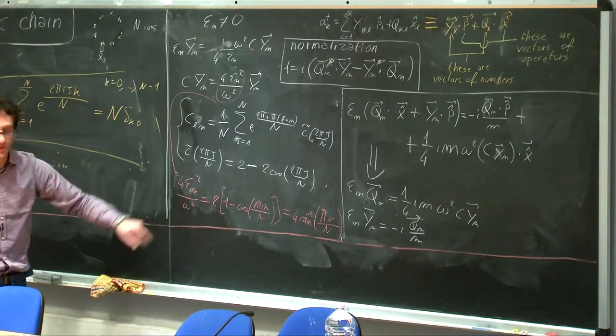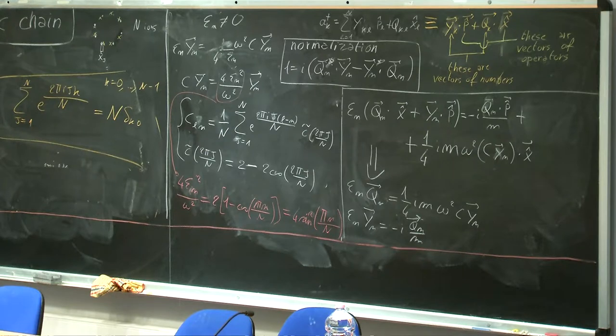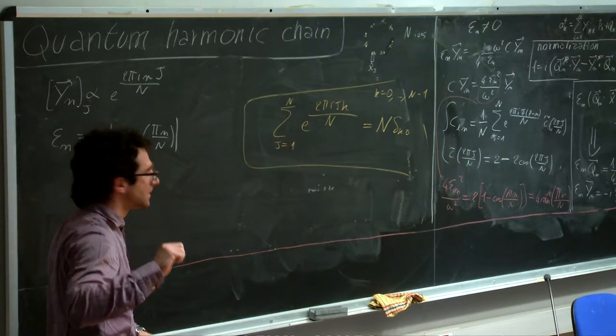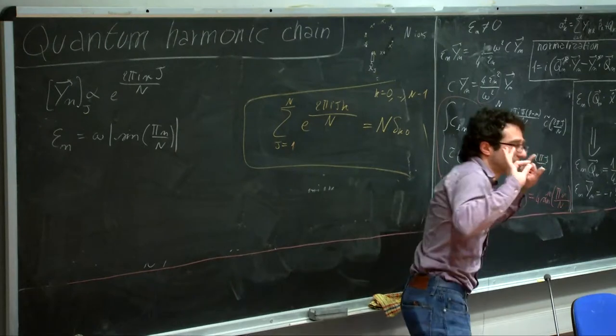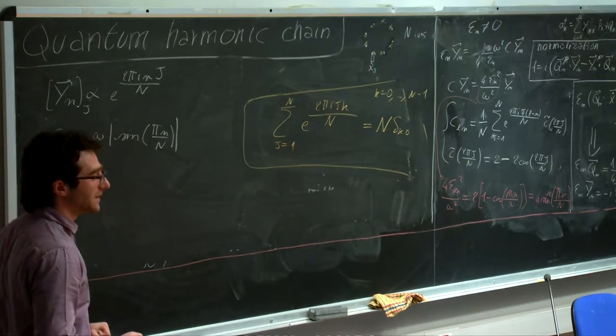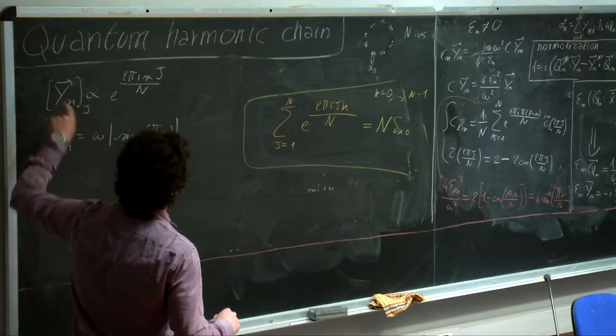So we have yn, we have the dispersion relation. Let's write explicitly the dispersion relation here. So we have that epsilon n, which is positive by construction, should be equal to omega times the absolute value of sine of pi n over capital N. Maybe now you understand why I chose the normalization 1 over 8 m omega squared, just to simplify this form. Only for that reason. So this is our epsilon n, and we know yn.